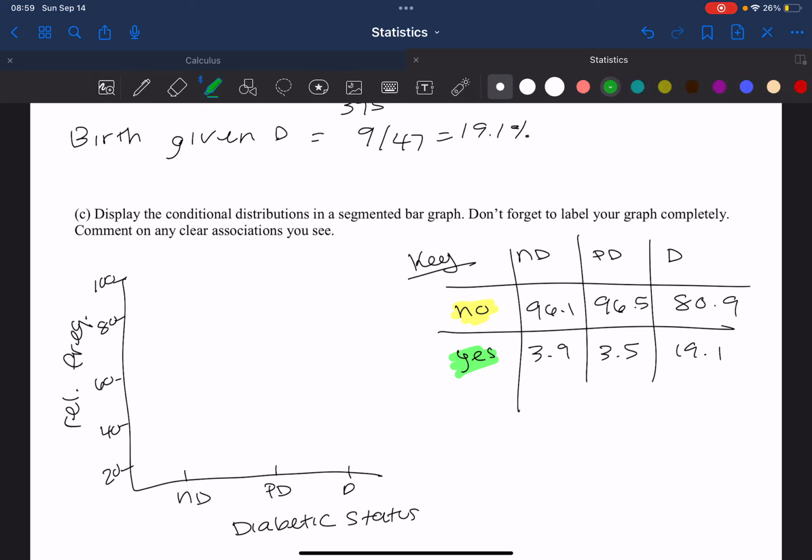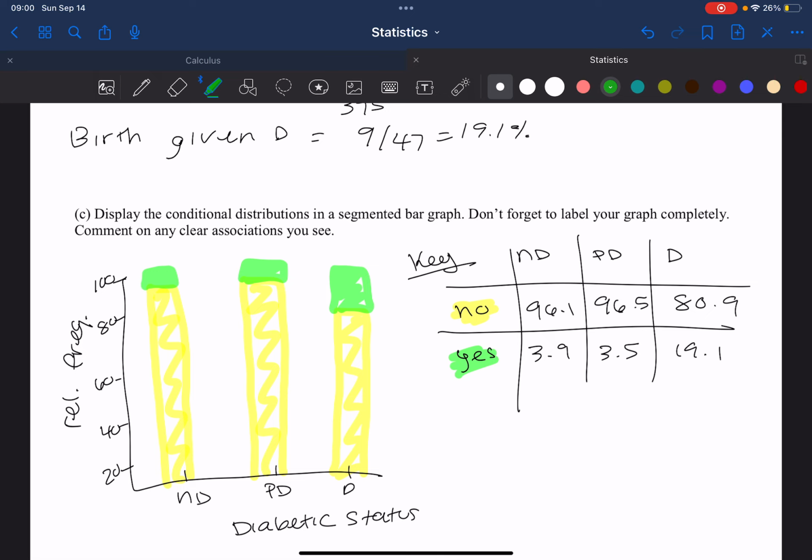So starting with my yeses, I'm going to do 3.9. Well, maybe it'd be easier to start with my no's. It doesn't really matter which one you start with. So 96.1, and then 96.5, and then 80.9. So these are all of my yeses, and then my no's are just going to top it off to make sure that I get all the way up to 100%. So looking at this, it says, can you comment on any clear associations?